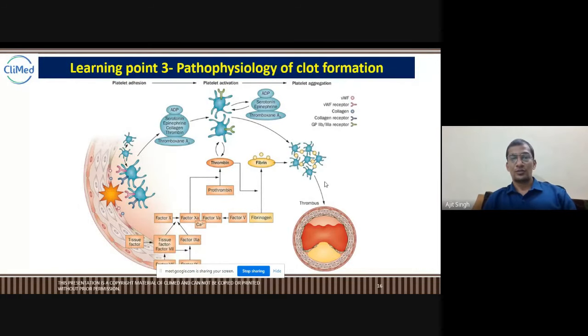Now, the pathophysiology of clot formation. I'll take you through the pathophysiology and you will understand how it actually starts, how the thrombus formation happens. Imagine you are looking into a coronary vessel. A coronary vessel is very wide, like a 2 by 2 meter water pipeline.